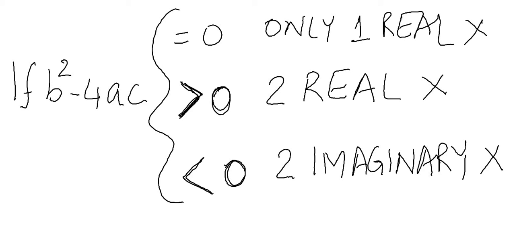If the question is how many values of x does it have? Does it have one real value, or two real values, or two non-real or imaginary values? Then all you do is calculate D, which is b square minus 4ac, and then see if it is equal to 0, greater than 0, or less than 0. That's all the quadratic formula that you need for the SAT.